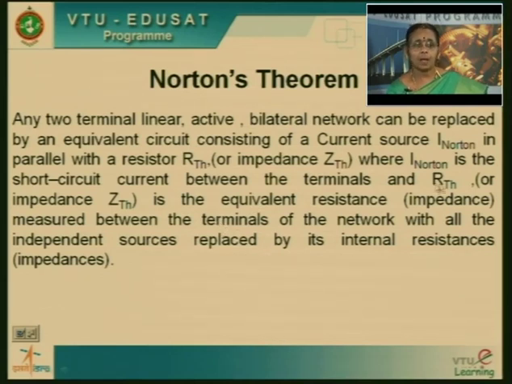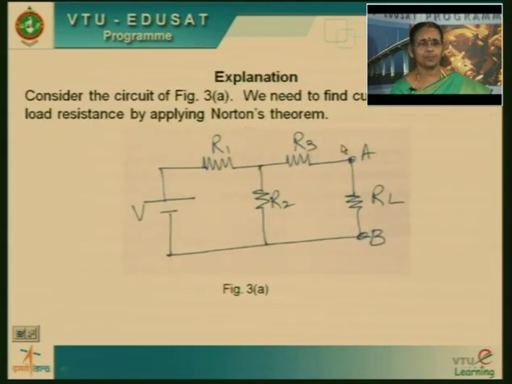where I Norton is the short circuit current between the terminals, that means between the open circuited terminals, and R Thevenin is the equivalent resistance measured between the terminals of the network with all the independent sources replaced by their internal resistances or impedance. The statement remains the same. It's not going to change. The only change we have come across here is the representation of the circuit: in case of Norton's theorem it is with the current source, and in case of Thevenin's theorem it is with the voltage source.